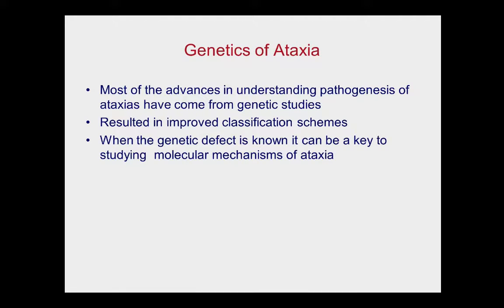One of the major things that has happened in the field of ataxia in the last 25 years has been the genetics. In 1990, we didn't know anything about any disease. We had no genes identified. So it's really been a major breakthrough in terms of understanding classification, or at least having something to hang your hat on. And if we know the genetic defect, then you can start to look at molecular mechanisms to try to figure out what's going on.